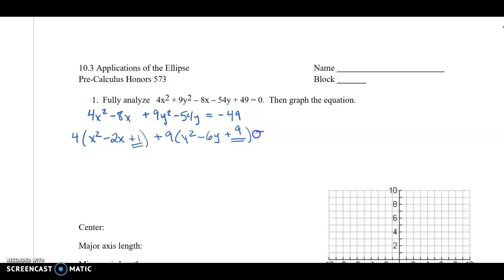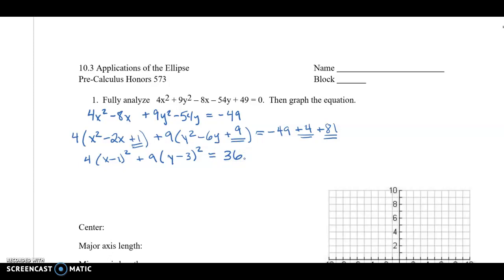All right, so I've added a 1 and a 9, but no, I didn't. I didn't really add a 1, I really added a 4. So I have to balance out with a plus 4 on the right side. And here I added a 9. No, I didn't. I actually added an 81. All right, so we've now got 4 times (x minus 1) squared plus 9 times (y minus 3) squared equals, and then this right side, that's 85 and minus 50, and I think that's 36.